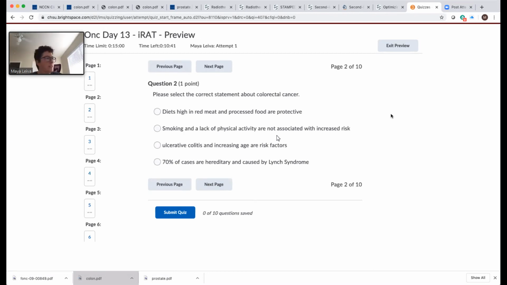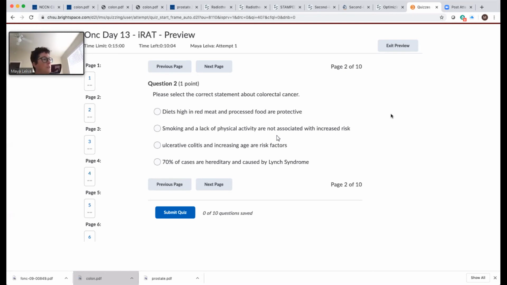All right. Select the correct statement about colorectal cancer. Diets high in red meat and processed foods are protective. Is that true? False. That is absolutely categorically false. We know that those are two things that probably correlate most highly with colorectal cancers. One of the reasons why people in the United States, for example, and the UK, and some other Western cultures have such high rates of colorectal cancer compared to many other parts of the world, it's because of our diet.